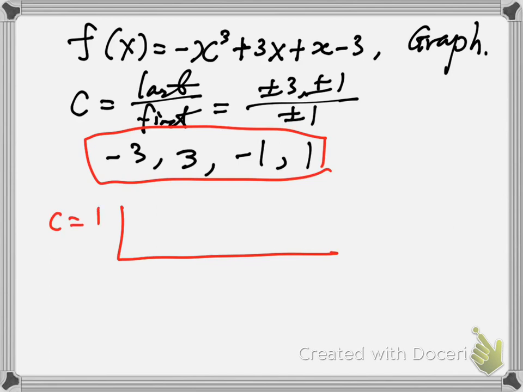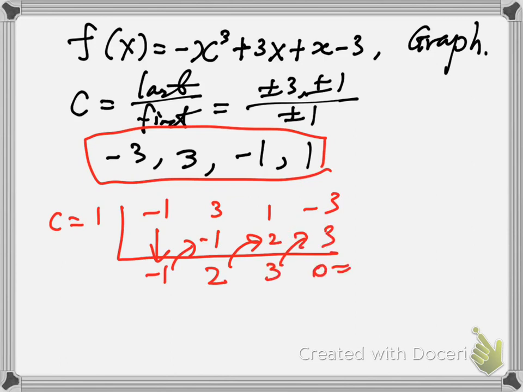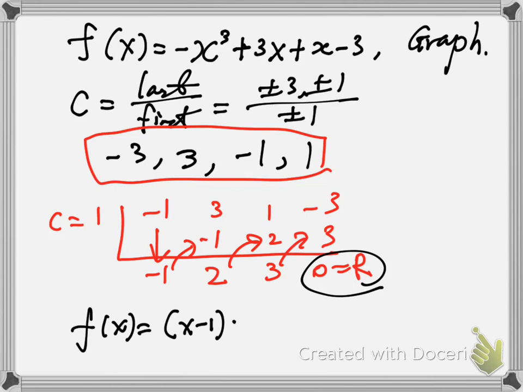So c is 1. So -1 is 3, 1, -3. So bring down this, product 1, negative. And then this is 2, product 2, 1 plus 2 is 3, and then 3, remainder 0. So we want remainder 0. Then we got f is x minus c, so x minus 1 times q of x. Q of x is negative x squared plus 2x plus 3.